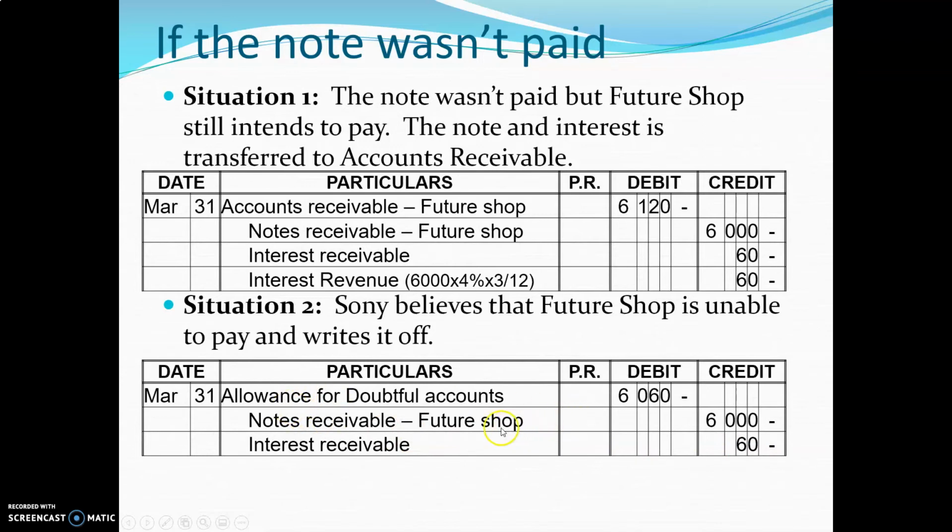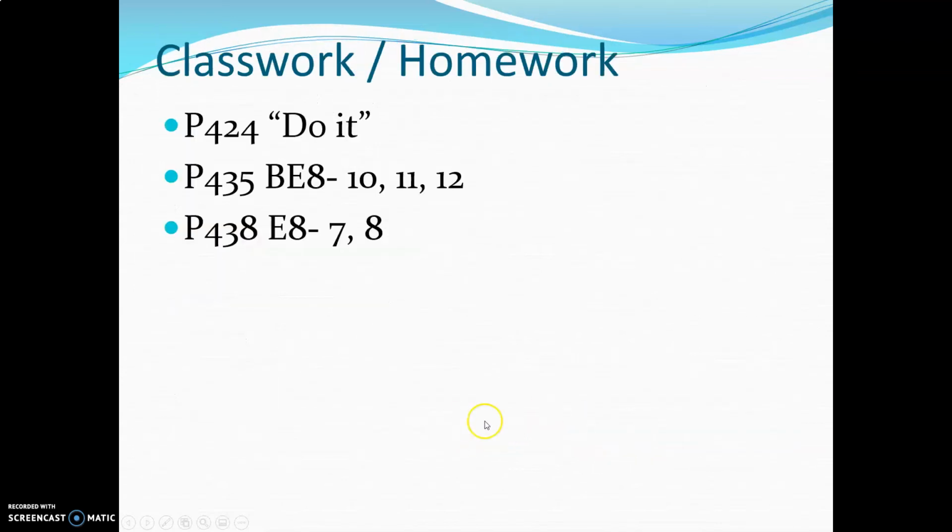So that concludes our lesson on notes receivable. Again, practice makes perfect, so you've got these recommended questions to complete on your own. If you have any questions, email me and do your best.